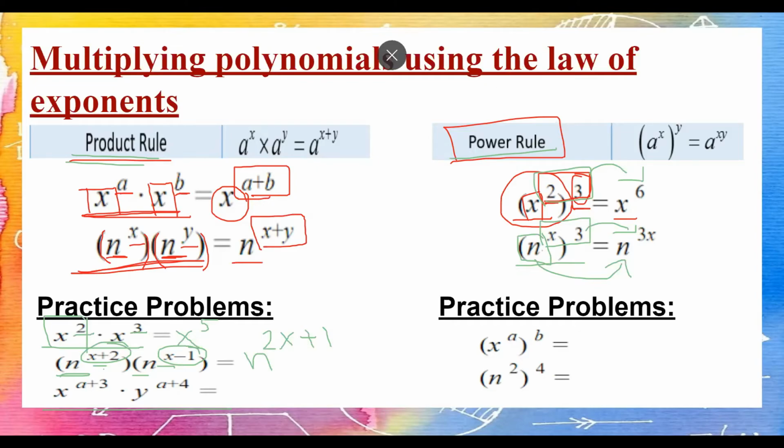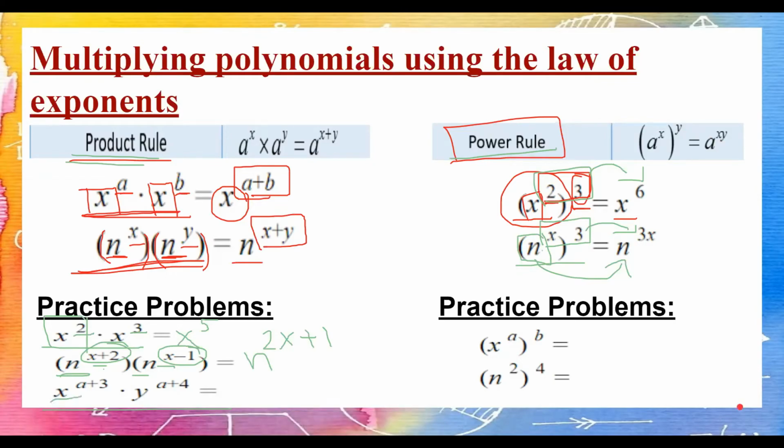Okay. Can you multiply x and y like that? You can't combine them. So there's nothing to do with the exponents. You just leave it like that. You leave it like that, exactly. But I like how you guys tried.